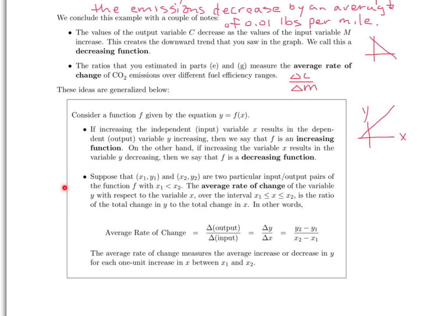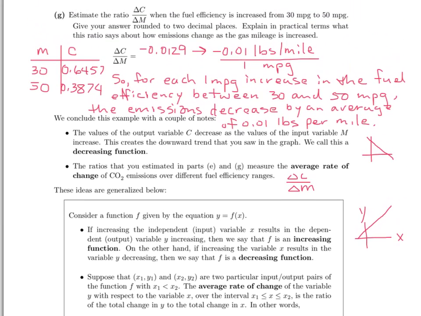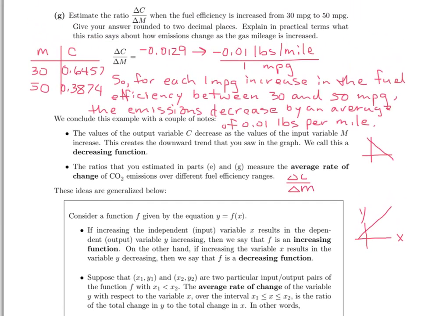Now let's talk about the idea of average rate of change in general. If you recall from our last example, when we calculated this ratio right here, and I'm going to back up for a moment, when we calculated this ratio, we started with a table of values. We started with one input-output pair and another input-output pair, and we used these two input-output pairs to calculate the total changes and then ultimately the ratio. So now we're going to do this in general.